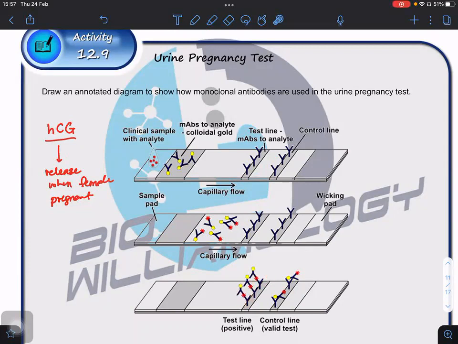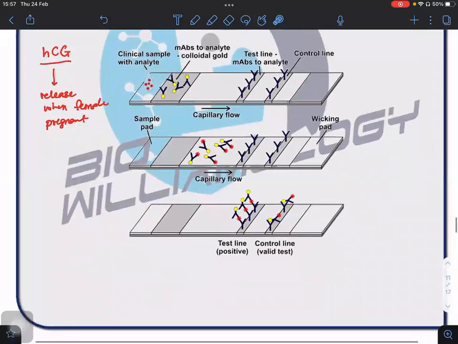But some of these antibodies have no chance to bind. They will continue to move. When they move to the second line here, you can see that the second antibody is the one that targets the first antibody. So you can see that they bind, giving us the second line. The control line must be there to give us a valid interpretation of the result.